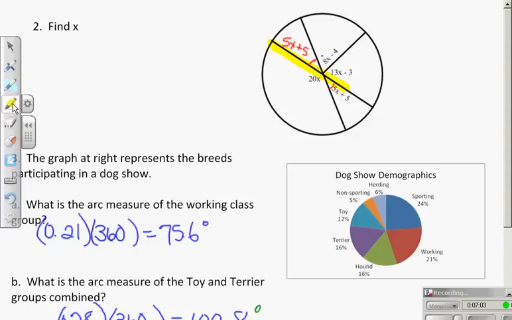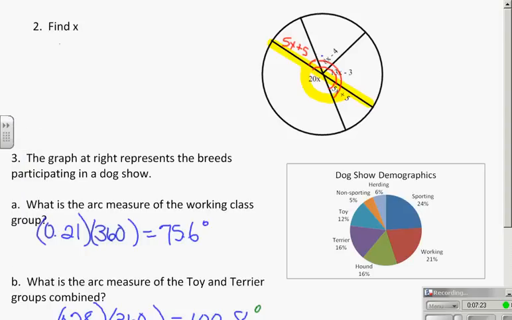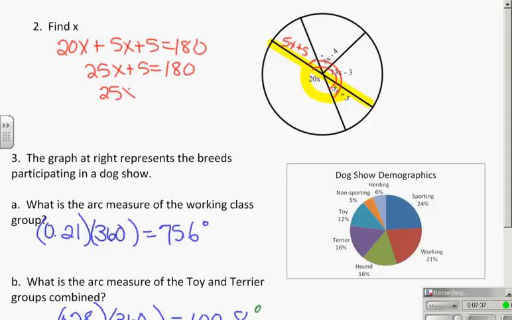But if we want to take an easier path, this is the diameter of the circle. So I could add those two together and get 180 and solve for x. I could also add these guys together or these guys together. We have multiple diameters and ways to add my pieces together. So I'm going to take the simpler route, which is 20x plus 5x plus 5 equal to 180. Combine like terms. Subtract 5, divide by 25, and x is 7.